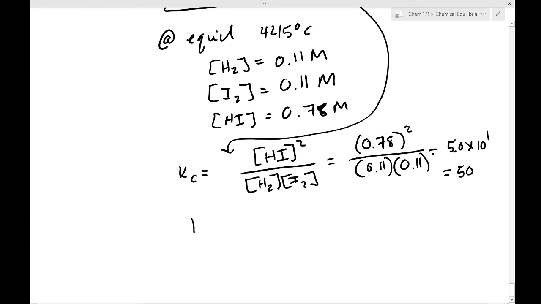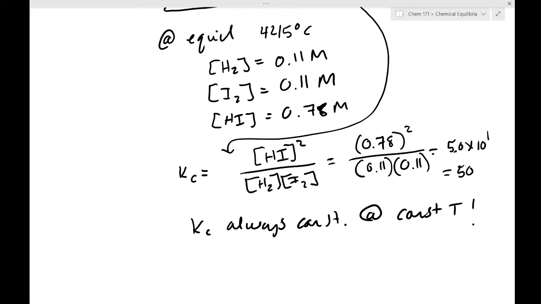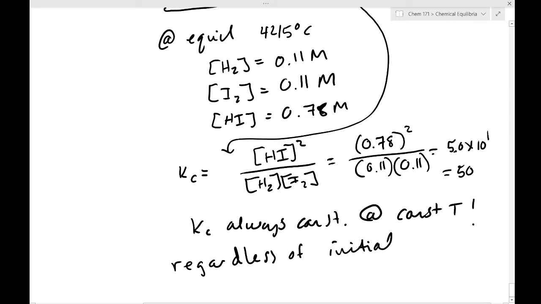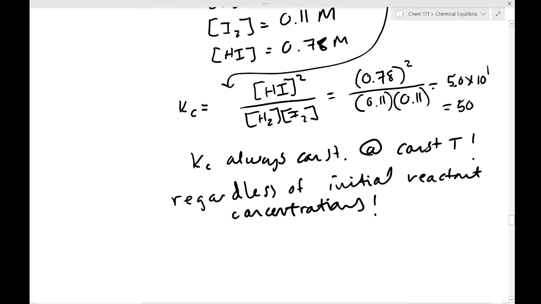Now, Kc is always constant at constant temperature, regardless of the initial concentrations of the reactants. So it is always constant, no matter what the concentrations are. When you start at equilibrium, Kc will always be constant with constant T.